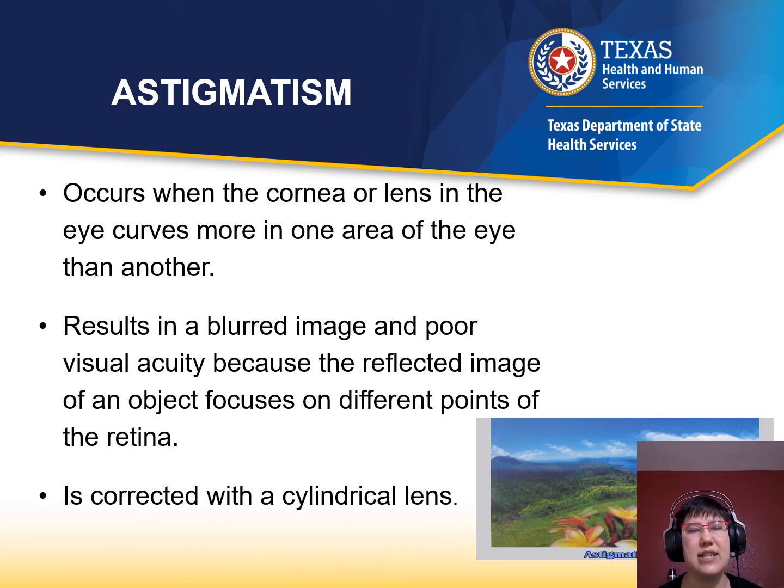And astigmatism occurs when the cornea or the lens in the eye curves more in one area of the eye than another. Rather than like a cup, it's kind of a wiggly, jiggly sort of mess. It results in a blurred image and poor visual acuity because the reflected image of an object focuses on different points in the retina, and it's corrected with a cylindrical lens. How you see it depends on how your eye is curved.